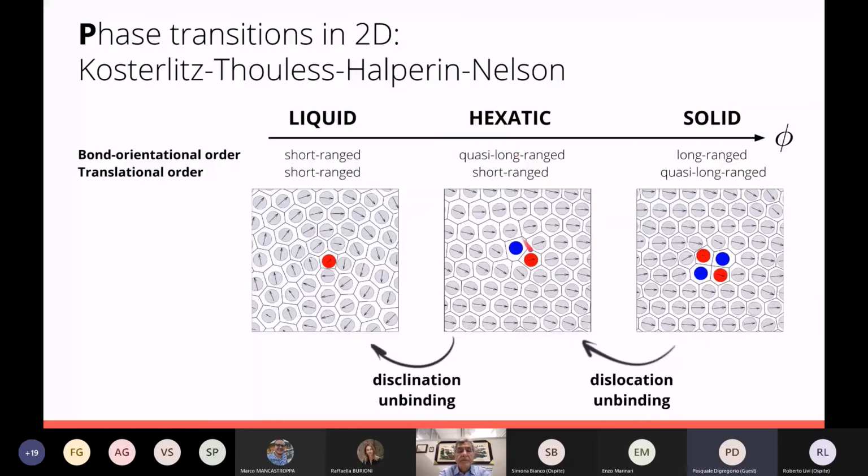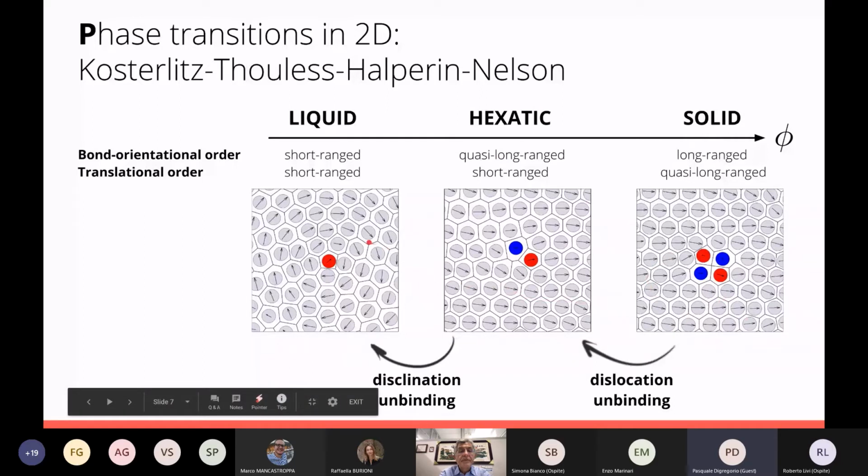And according to the Kosterlitz-Thouless-Nelson theory, the first phase transition is from the solid to the hexatic, where the solid phase is the one with translational order, while the hexatic phase, as I told you, is the one with the orientational order. So the first phase transition from the solid to the hexatic is driven by.